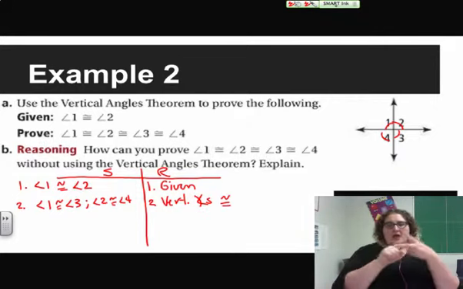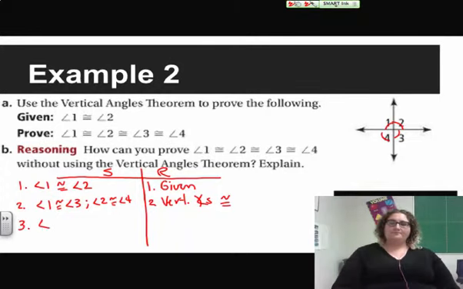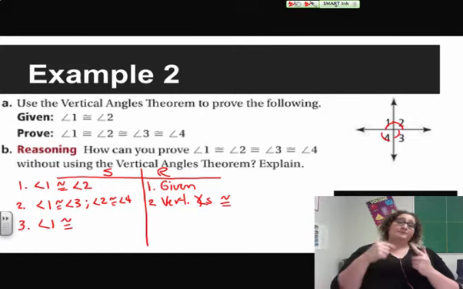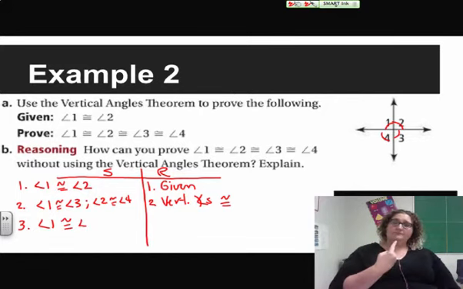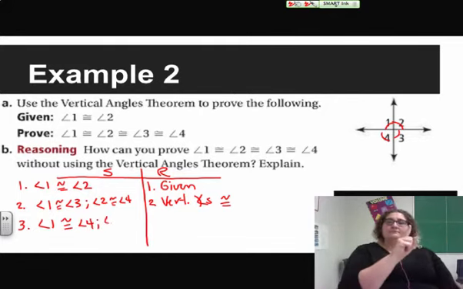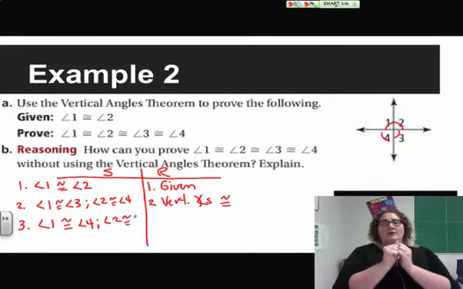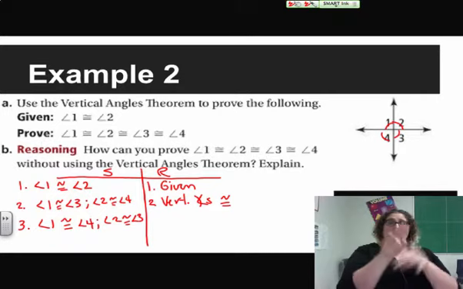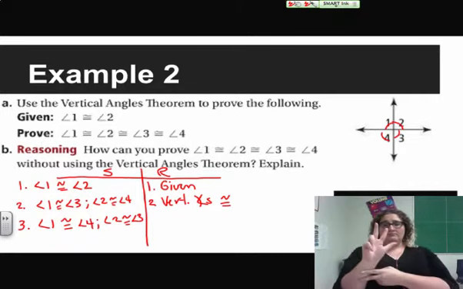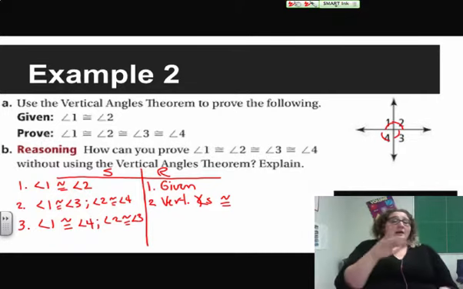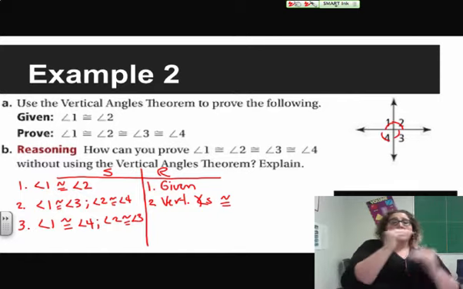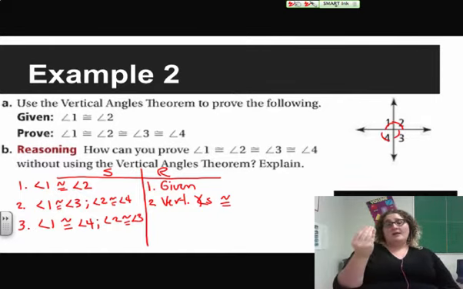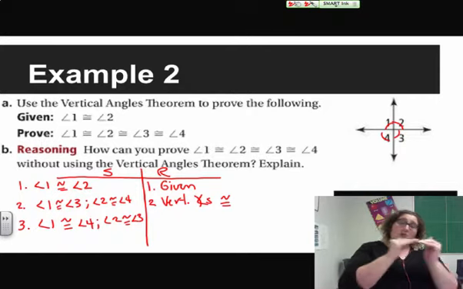Okay, so then I can say that angle 1 is congruent to angle 4, and angle 2 is congruent to angle 3. Now I know this because if I knew in the beginning that 1 was congruent to 2 and 2 is congruent to 4, then 1 has to be congruent to 4. And that's by the transitive property.